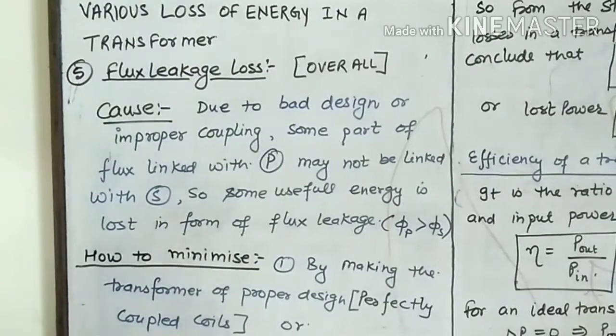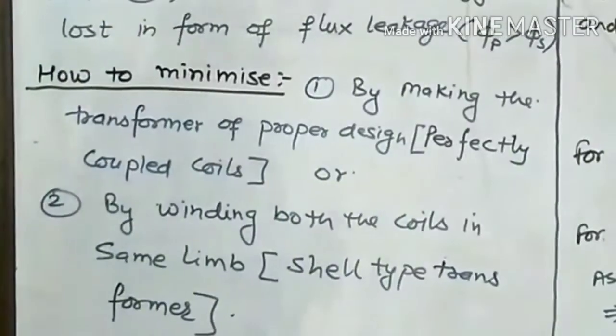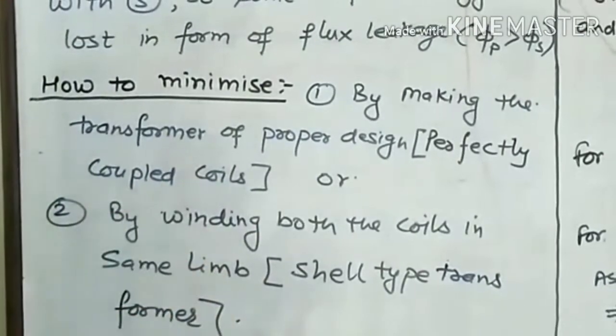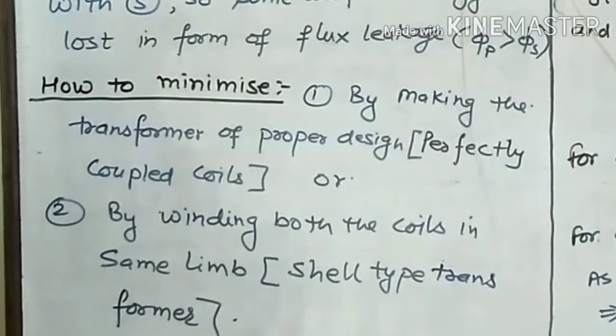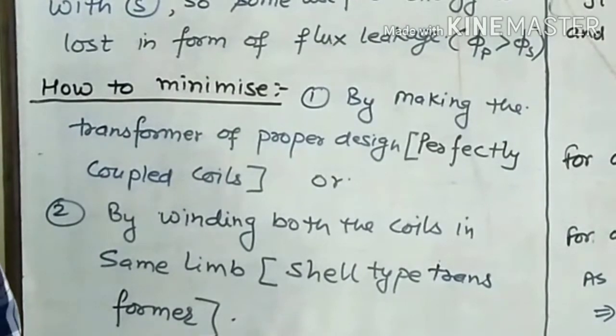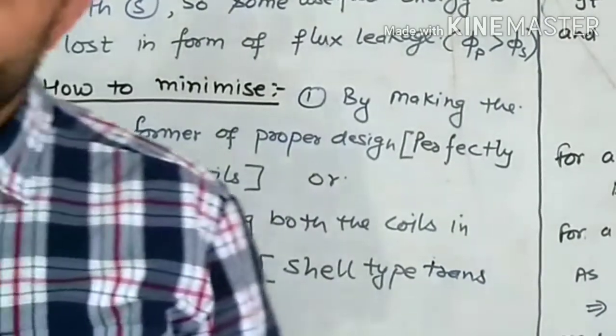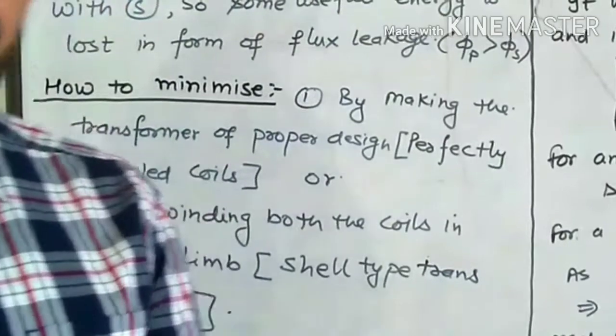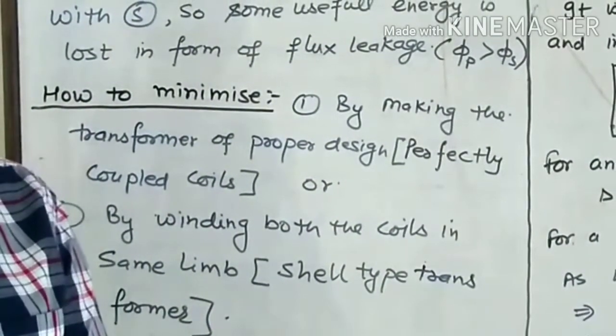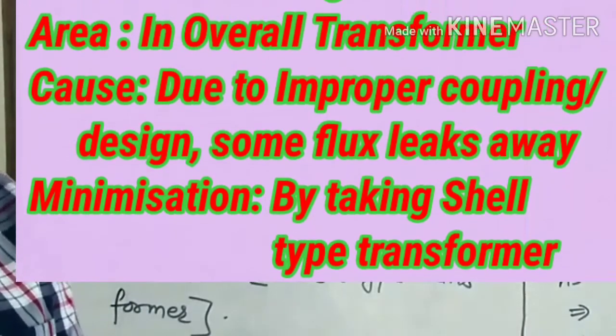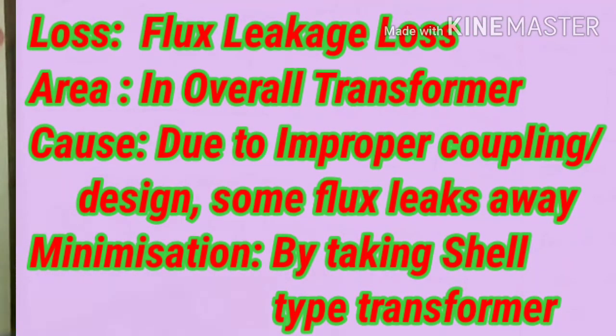This loss can be minimized, number one, by making a perfect design, or you can say perfect coupling of the coils. Or, if we don't need the core type transformer, then winding both the coils on the same limb means the shell type design we have to choose. In shell type design, the flux leakage loss is largely minimized. It is almost nil in the shell type transformer. It is a regular feature of the core type transformer. So as long as we are not bound to take the core type transformer, we should prefer the shell type transformer to minimize this loss.